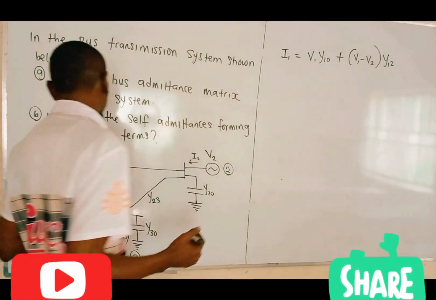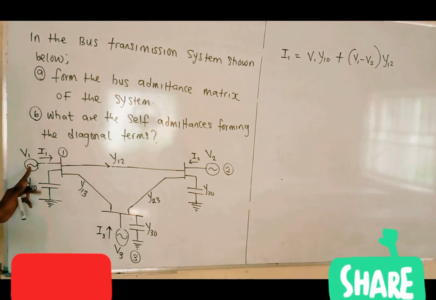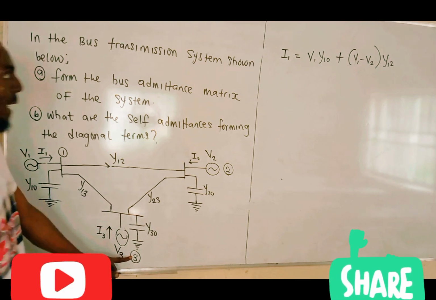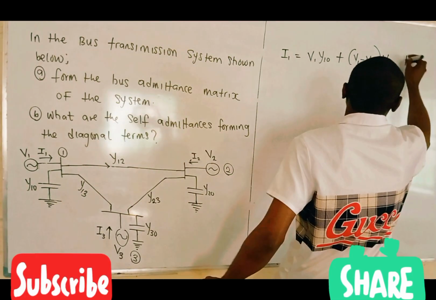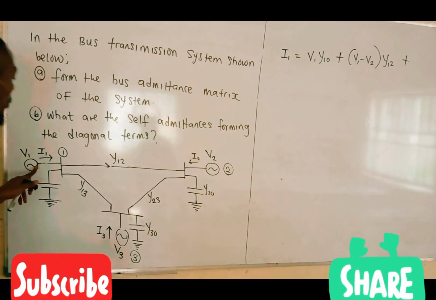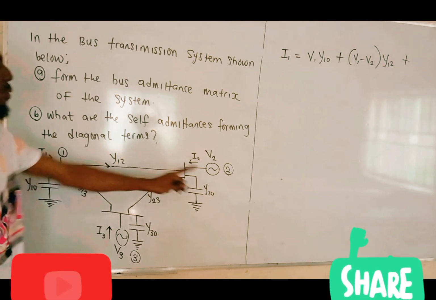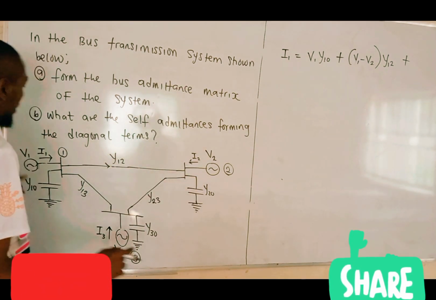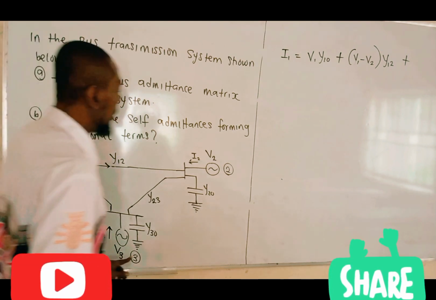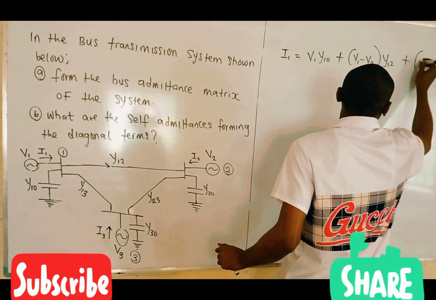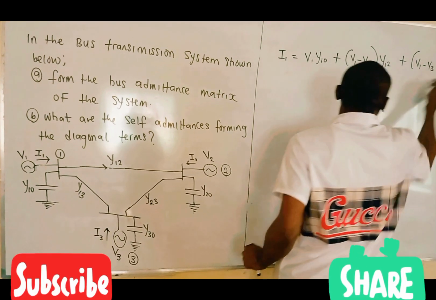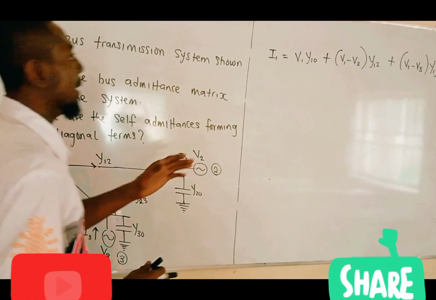The admittance involved is Y12. Then you find out that bus 1 is equally connected to bus 3. Bus 1 is our reference bus because we assume that we're moving from bus 1 to 2, which is why we have V1 minus V2. Bus 1 is the reference bus, so it has to be V1 minus V3, times Y13. So that's equation 1.